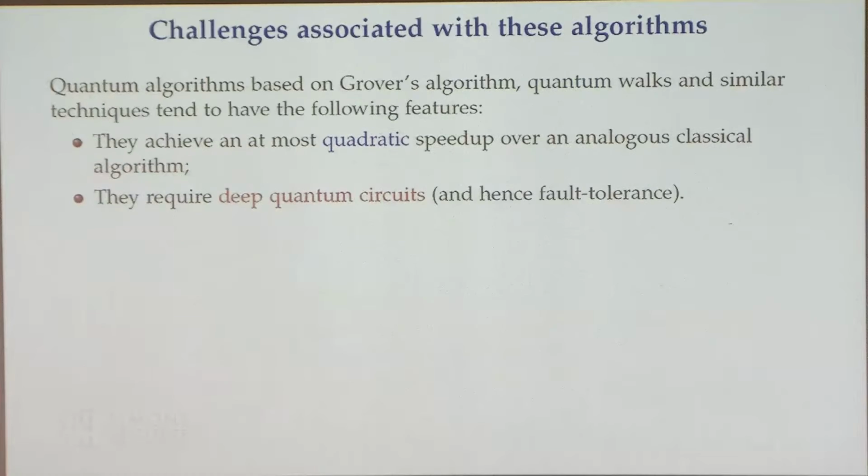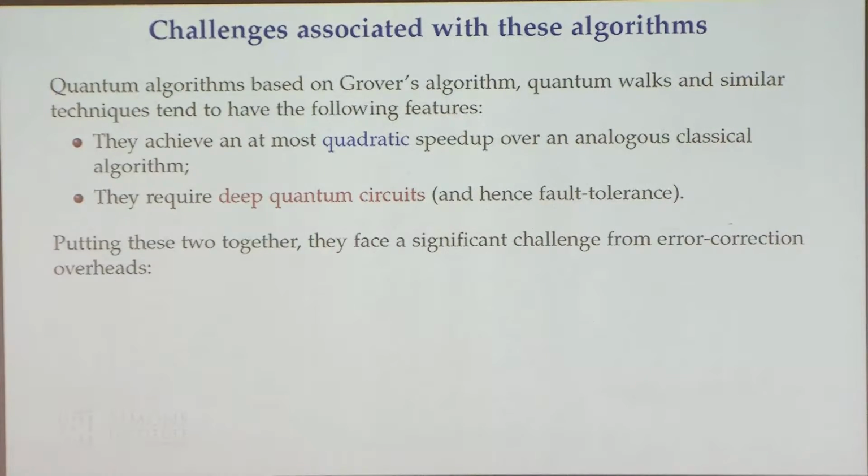And many other things. But these algorithms have some particular features which are real challenges for implementing them. In general, these general purpose algorithms achieve at most a quadratic speedup over their corresponding classical algorithm. And they tend to need very deep quantum circuits. They work by building up amplitude over the course of a very long circuit, which generally needs to be exponentially long in the problem size. So it seems hard to do them without using fault tolerance. And given that there's a significant overhead from error correction, this causes a problem for these algorithms.